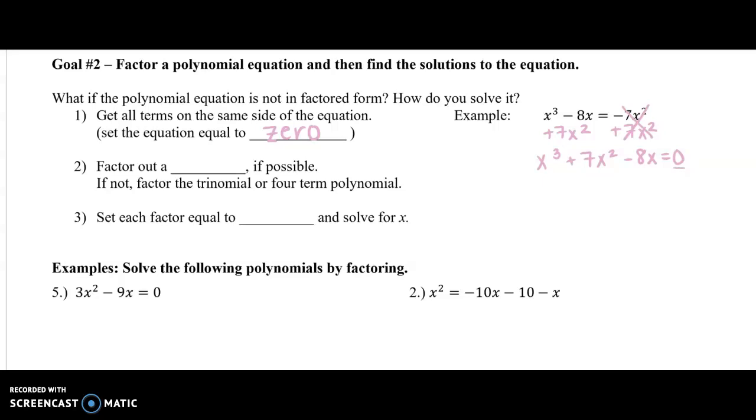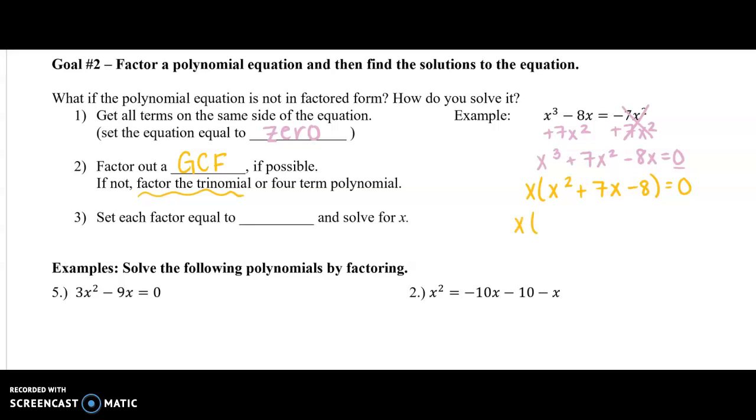Step 2 then says factor out a GCF if possible. If not, factor the trinomial or 4-term polynomial. So let's see if there's a GCF that I can take out. I can take out an x from here. Then I'd be left with x squared plus 7x minus 8, that's equal to 0. And then I still need to go ahead and factor the trinomial. That's what I have left in my parentheses for this one. So you leave that x out there.